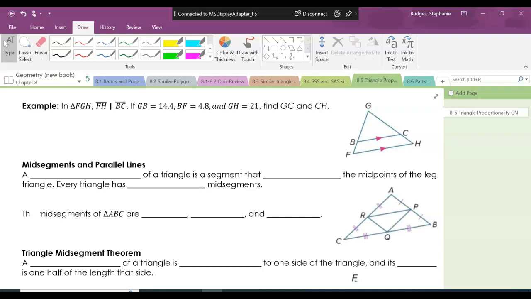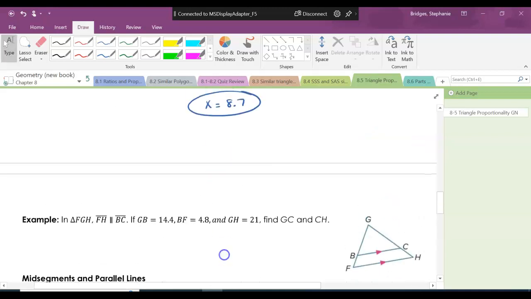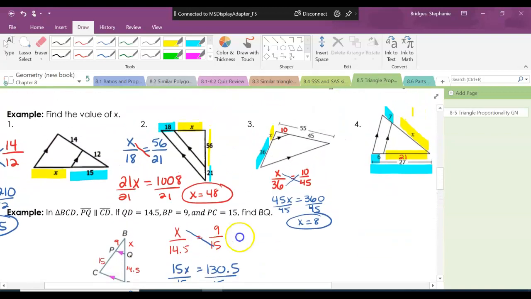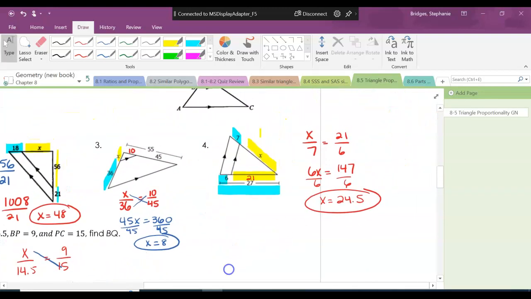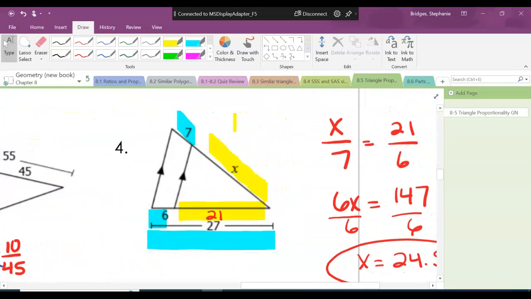I can't use 2 separate variables because we can't solve a proportion with 2 different variables. So I'm going to call this one X. And what I want you to do is look back at this other one, right here. On number 4, how did we find 21? We subtracted. We did the whole piece minus the top part, right? What's the whole piece here? What's the top part? X.